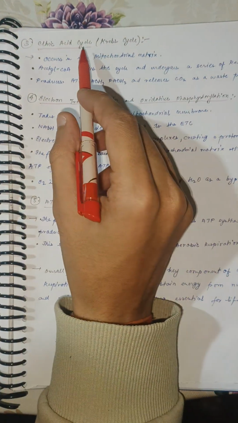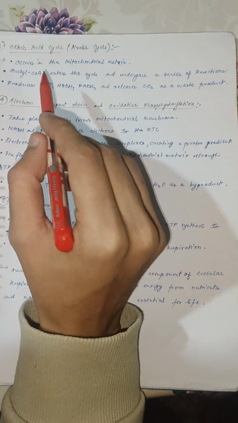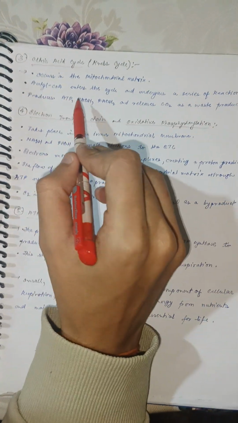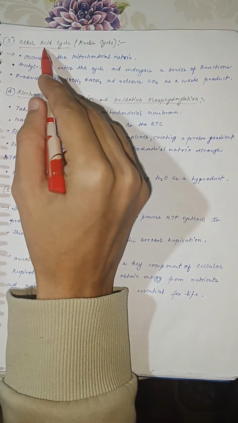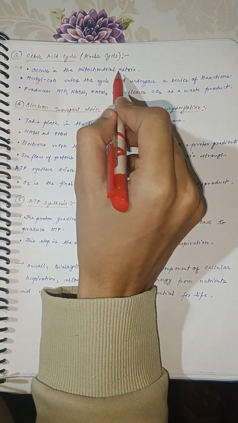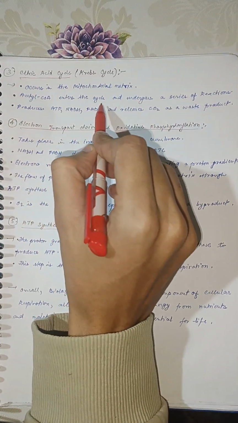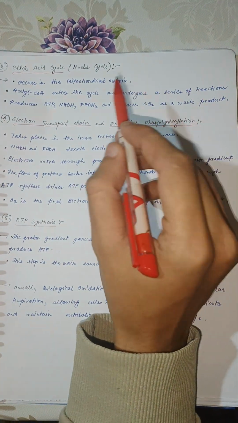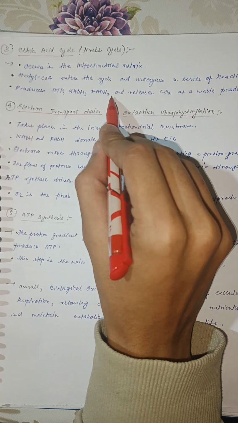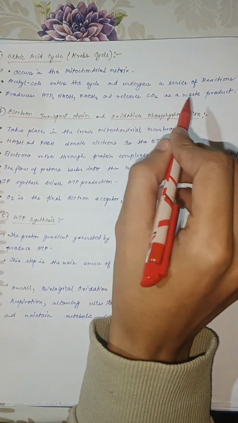Third one is the citric acid cycle, also known as the Krebs cycle. It occurs in the mitochondrial matrix. Acetyl coenzyme A enters the cycle and undergoes a series of reactions, produces ATP, NADH, FADH2, and releases CO2 as a waste product.